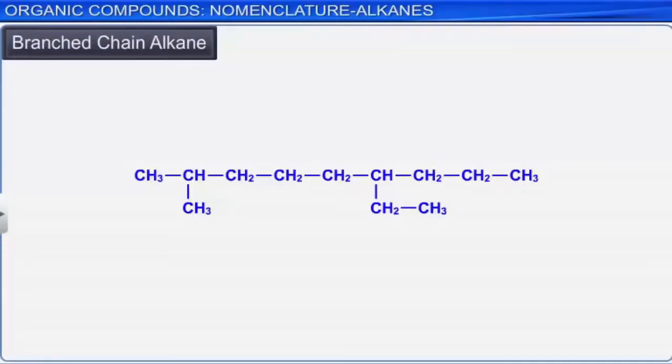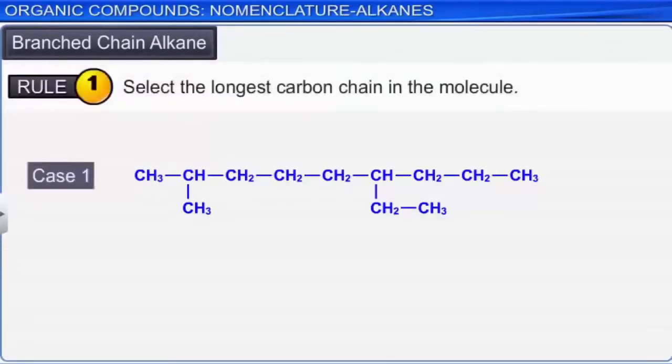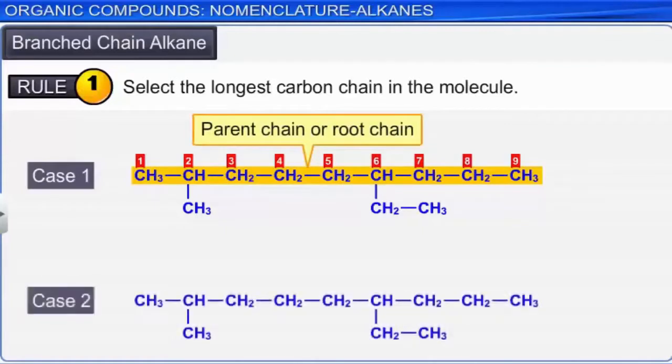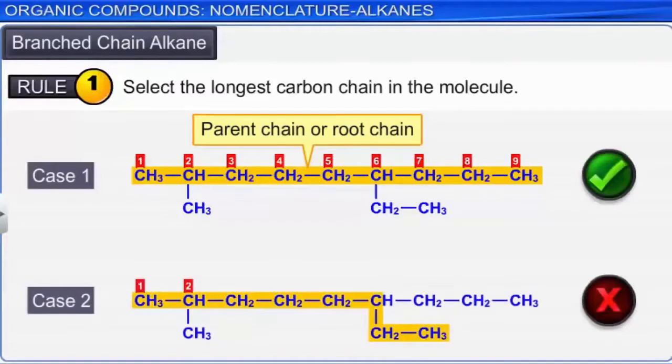Now let us look at the IUPAC rules to name the branched chain alkanes. Rule 1. Select the longest carbon chain in the molecule. In this compound, the longest chain consists of 9 carbon atoms. Hence, it is also called the parent chain or root chain. Selecting the longest chain as in the second case is not correct because that chain consists of only 8 carbon atoms.